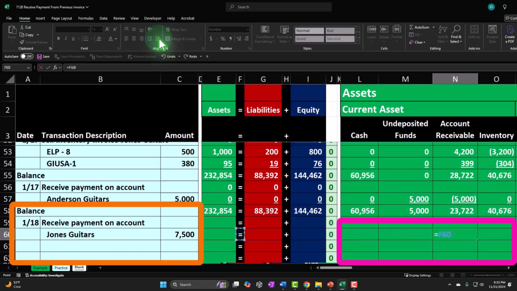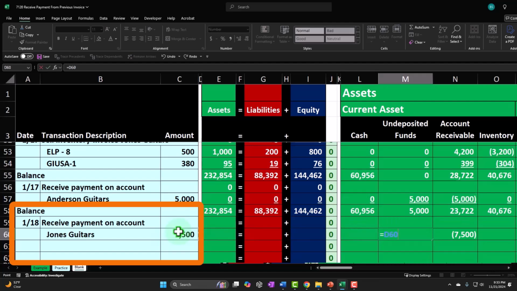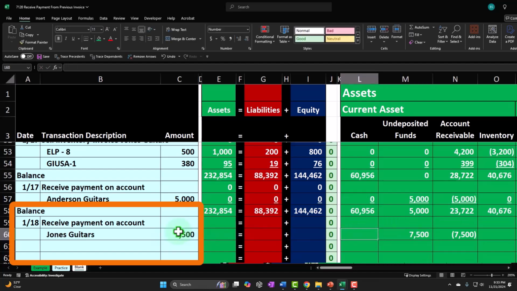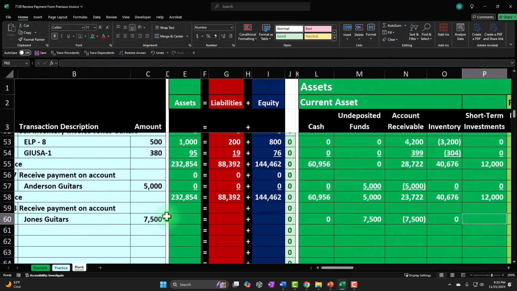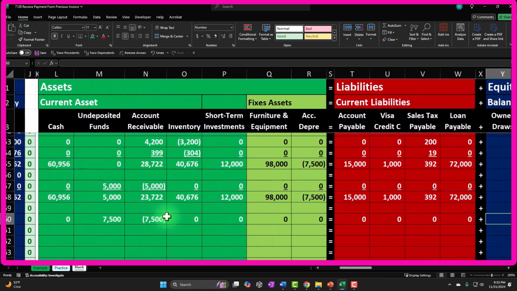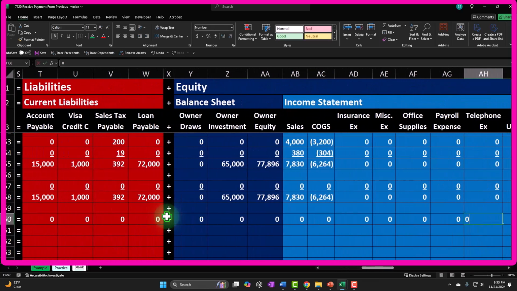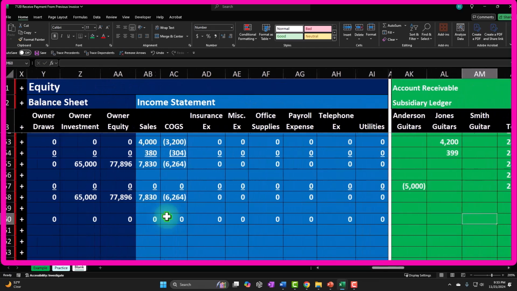So same thing, once again. Receivables going up by $7,500. Oh no, they're going down. Receivables going down, man. They paid us. And then we're going to say undeposited funds is going up. That's the way it goes. There it is. Let's put some zeros across the board. Nothing's happening to the income statement, even though we received cash, because we recorded the invoice.